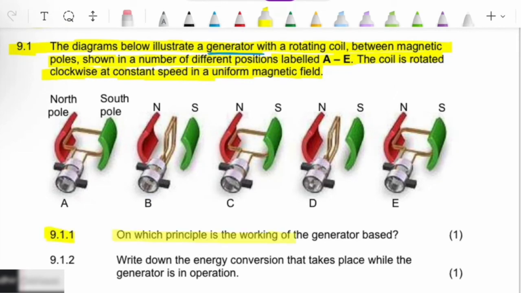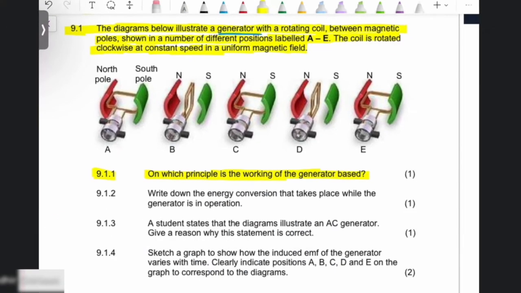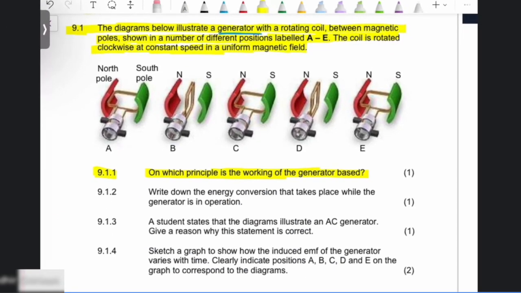9.1.1, it says, on which principle is the working of a generator based? We know this, guys. We know it's always based off what? Electromagnetic induction. Right, so that's always based off electromagnetic induction, last year's work. 9.1.2, write down the energy conversion that takes place while the generator is in operation. So when the generator is in operation, obviously it's mechanical energy to electrical. Right, mechanical energy into electrical energy.